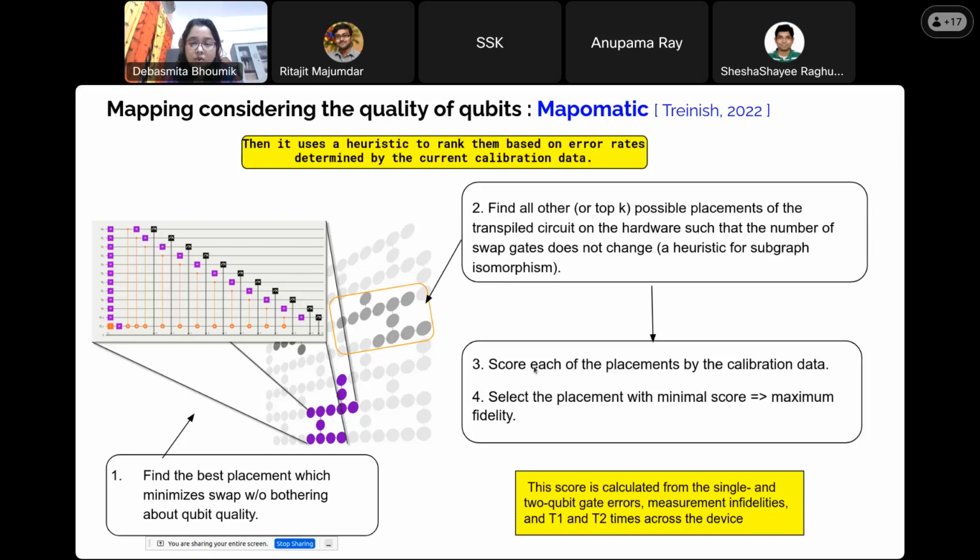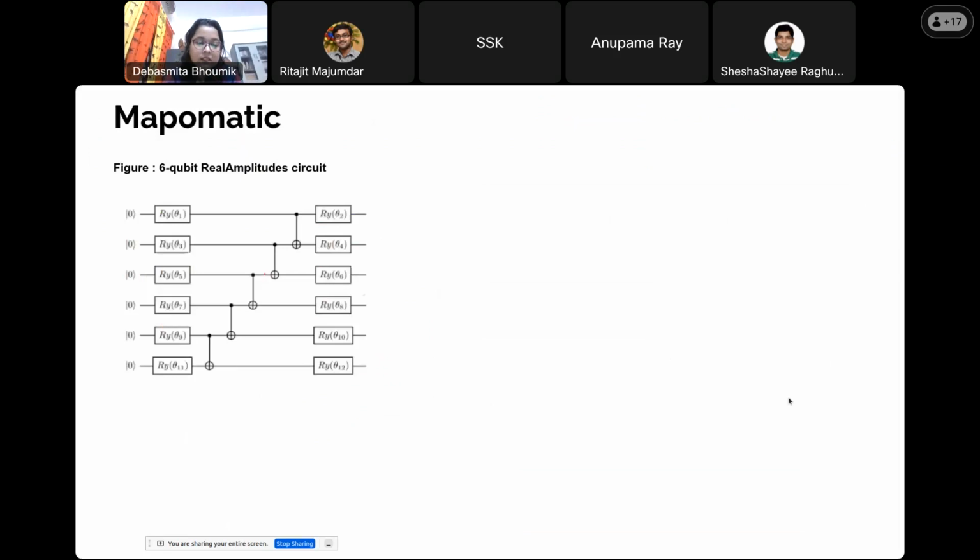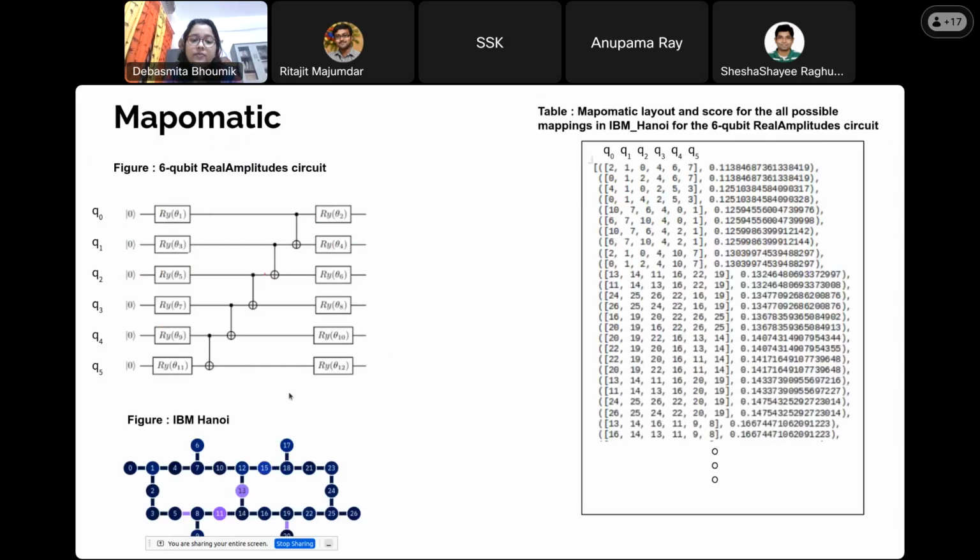Now once we get the scores, it basically finds the top 5 or 10 placements, as many as you need, and selects the placement with the minimal score, that is maximum fidelity, that is the best placement. So suppose, let's consider an example. This is a 6 qubit real amplitude circuit.